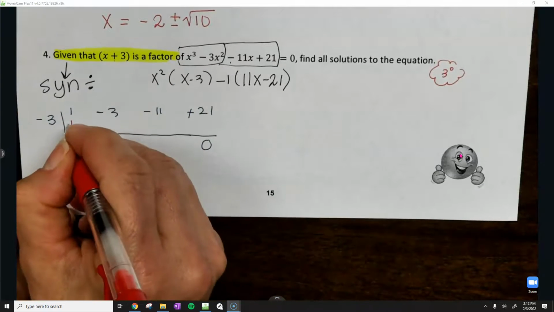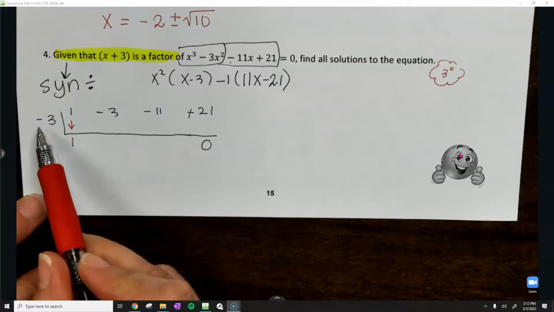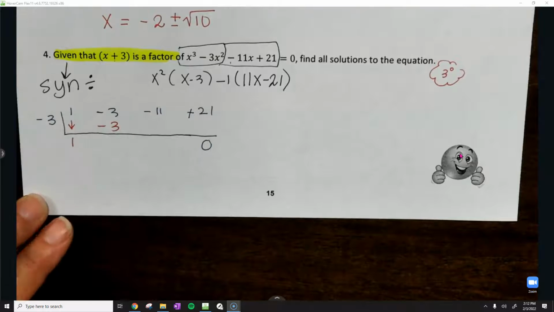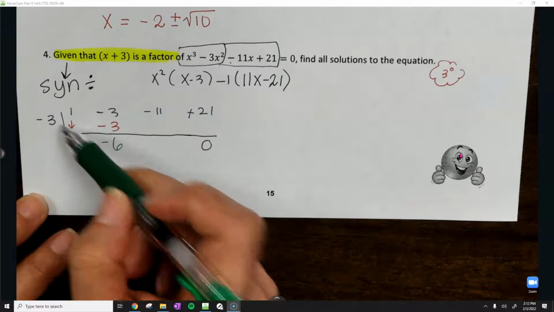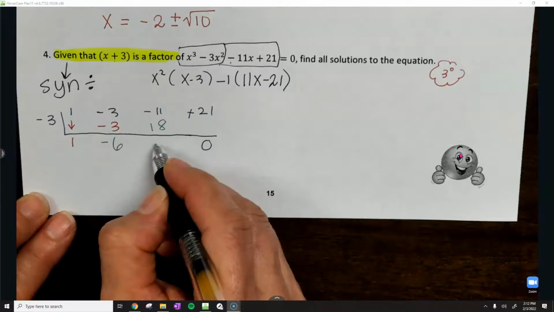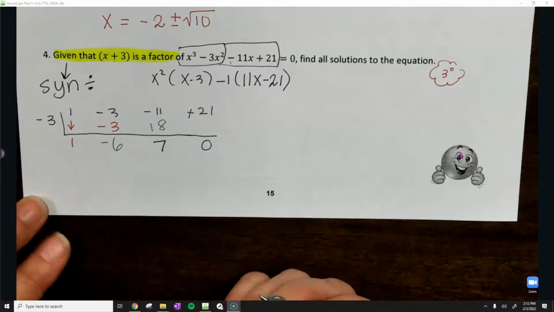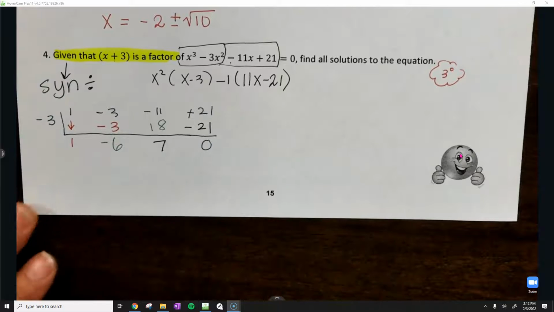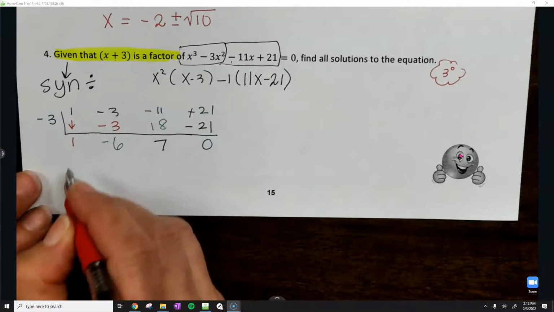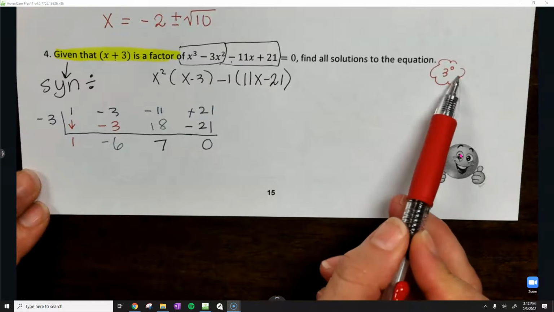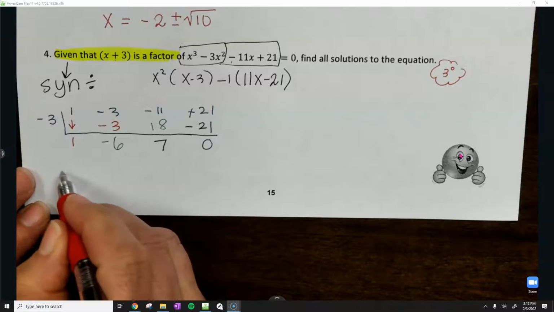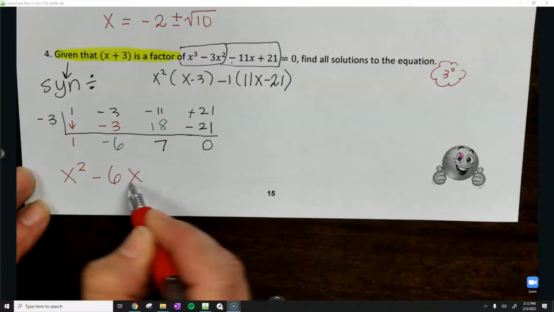Alright, bring down the first number. Multiply. Negative 3 times the 1 is a negative 3. Bring it straight down. That's going to be a negative 6. And negative 3 times a negative 6 is going to be a positive. Bring down the number. And then negative 3 times a positive 7 is a negative 21. Great. No remainder. So, remember, we started out with a degree of 3, which means this starts with a degree of 2. So this is going to be x squared minus 6x plus 7.